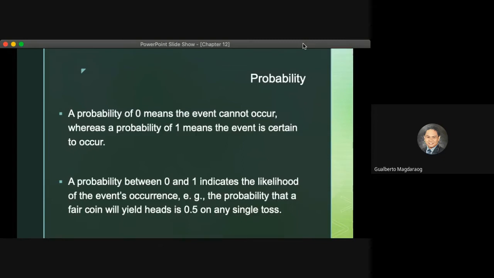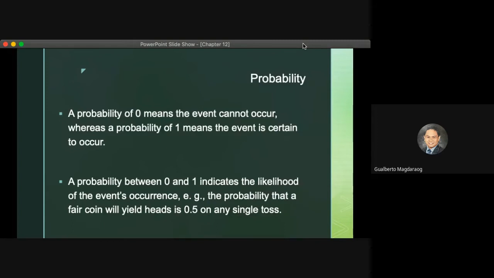The value of the probability will also not ever be less than 0. Wala rin pong negative 1 probability or negative 99 probability. It's always between 0 to 1. Okay? So we may have 50%, 40, 30, but never negative or more than 1.